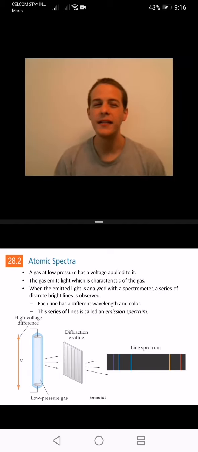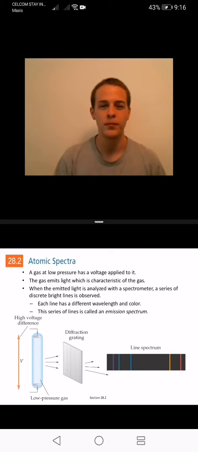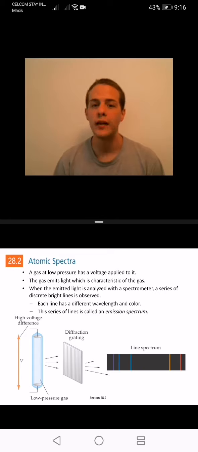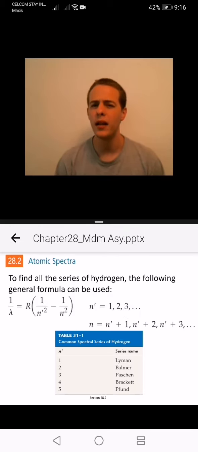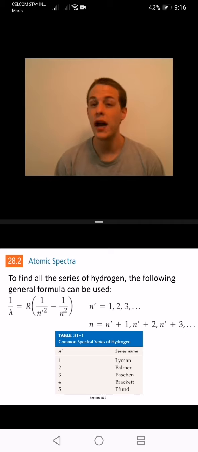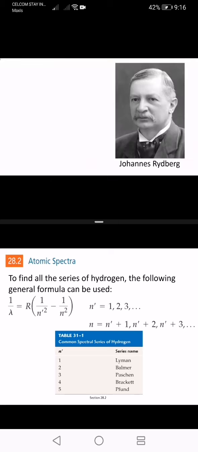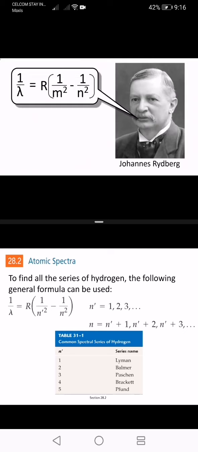But how exactly did emission spectra change the way that we think about atomic structure? Well, according to classical physics, which treats electrons solely as particles and light solely as waves, an atom made up of an electron orbiting a nucleus should emit a continuous white light spectrum, not the line spectrum that it actually emits. In 1888, Johann Rydberg, a Swedish mathematician, came up with an equation that accurately predicted the wavelengths of light emitted by a hydrogen atom.